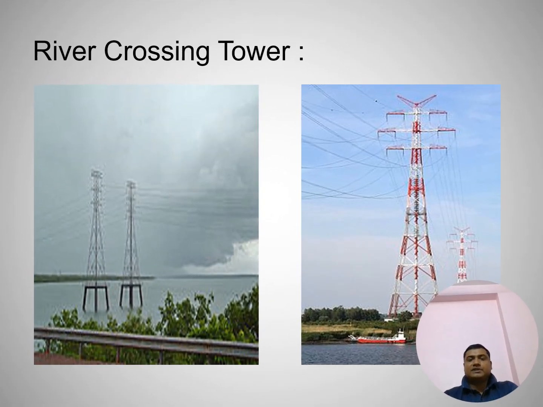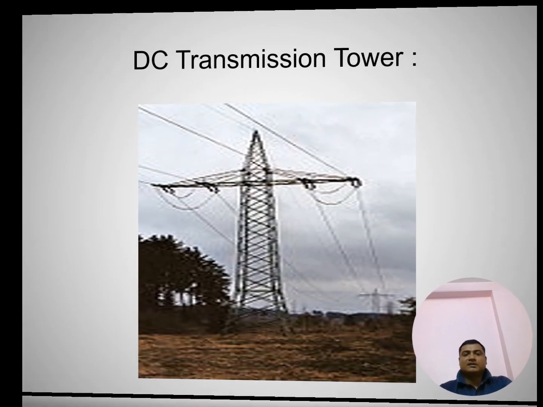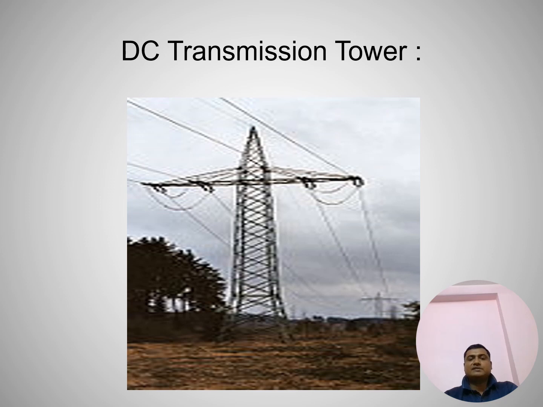And if you see some special type towers, these are for river crossing or for critical area crossing. We have used and specially designed a special type tower. And this is a DC transmission line, DC tower. The highest DC transmission voltage in India is 600 kV.